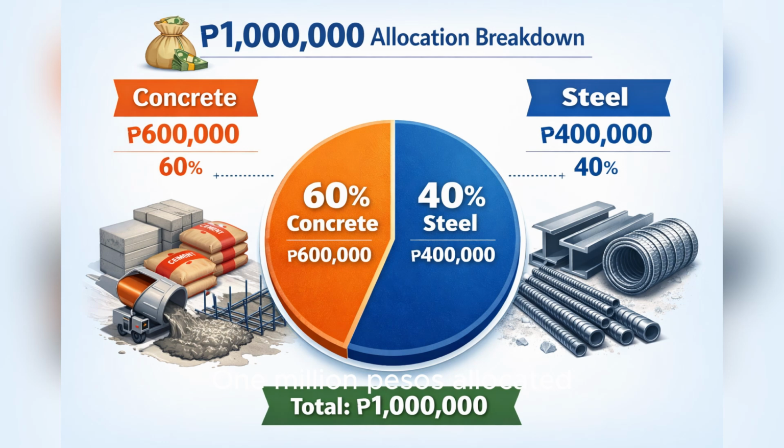1 million pesos allocated to columns and tie beams does not mean unlimited structure. The actual coverage depends on the number of columns, beam lengths, steel detailing, and concrete class. Over-design without engineering justification results in unnecessary material and labor cost.